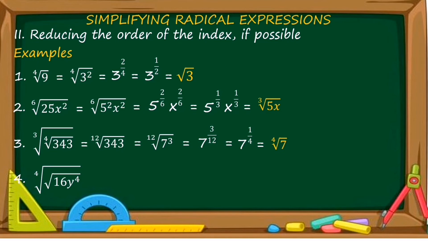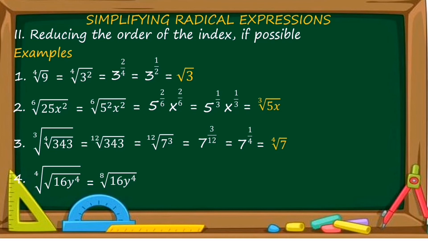Next, the fourth root of the square root of 16y raised to 4. The same with number 3, we need to multiply the indices, which is 4 and 2. So this will become the eighth root of 16y raised to 4.